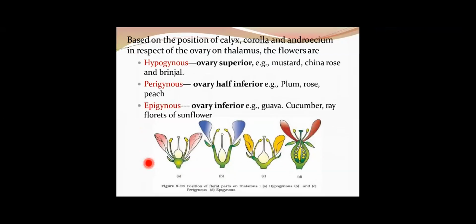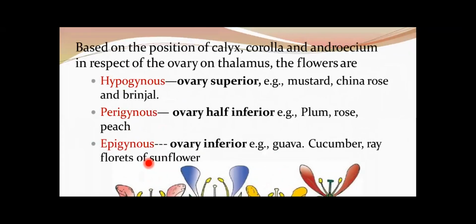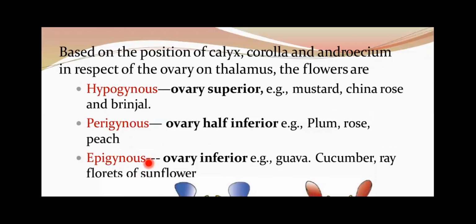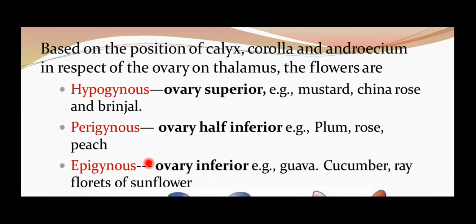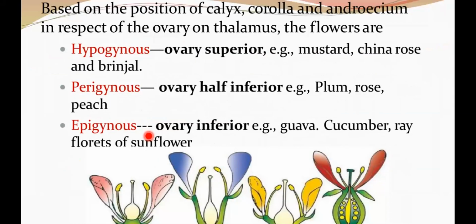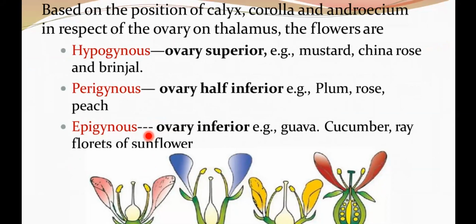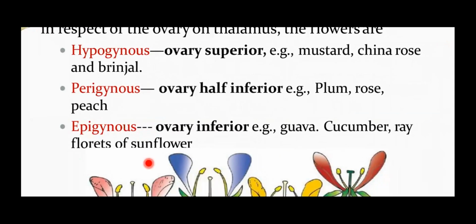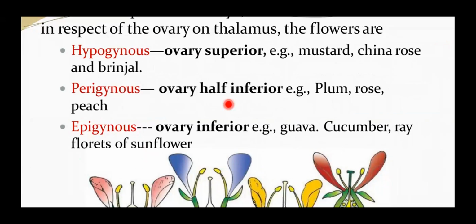Now, based on the position of calyx, corolla, and androecium in respect of the ovary on the thalamus, the flowers are categorized into three basic types. Okay, so what are the three basic types? Hypogynous flower, perigynous flower, and epigynous flower. So what is hypogynous flower? In hypogynous flower, the gynoecium occupies the highest position while the other parts are situated below it, and in this case we say that the ovary is superior. Okay, in hypogynous flower, the ovary is said to be superior. Example under this category is mustard, china rose, and brinjal.